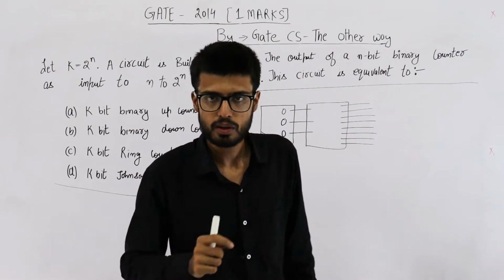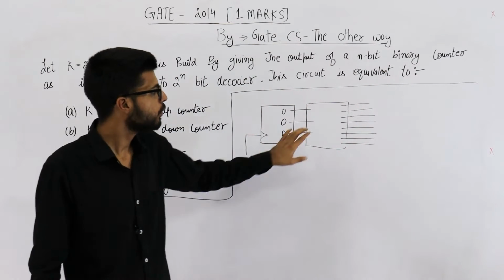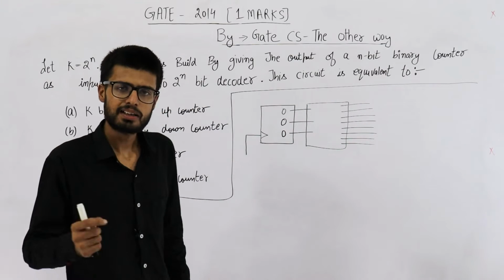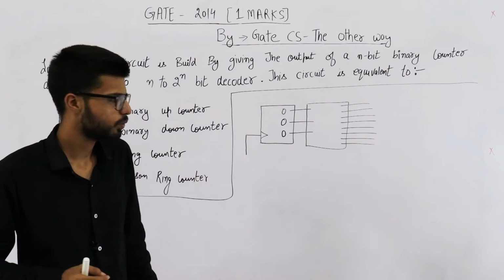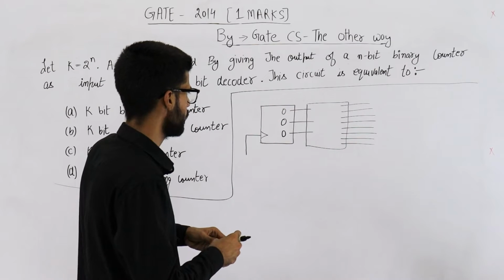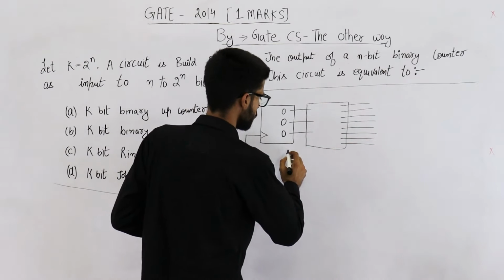So we are using two devices in our circuit. First one is an n bit binary counter. Second one is an n to 2 power n bit decoder. Okay, let us assume that value of n is equal to 3. They haven't given this diagram in the question. I've drawn it myself just to explain this statement. We are assuming n is equal to 3.